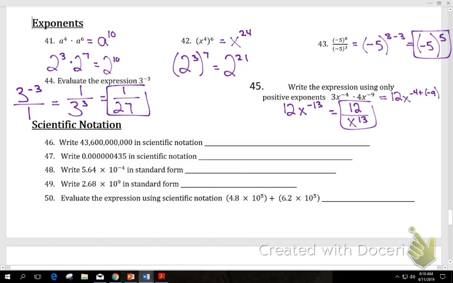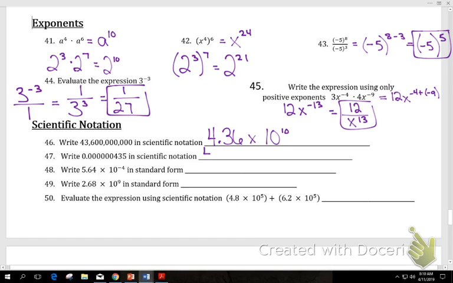All right, guys. Okay, so scientific notation. Guys, pay attention. Scientific notation. 4.36 times 10 to the what power? 10 to the 10th power. Who got that right? Raise your hand if you got it right.